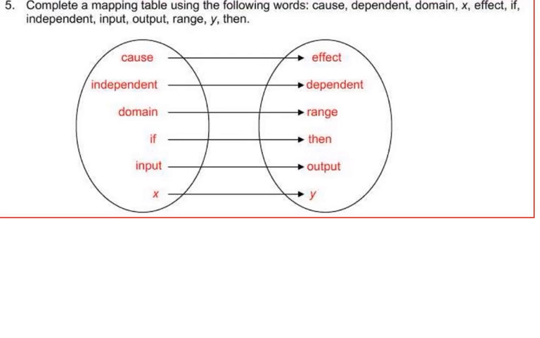Complete a mapping table using the following words. I've already filled this in so you can look at it. A mapping table is when you have the two circles and you match things together. Remember that the left side is our domain and the right side is our range. So for every cause there is an effect. Independent goes with dependent. Domain goes with range. If goes with then. Input with output. And x goes with y. So just take a minute and fill that in.